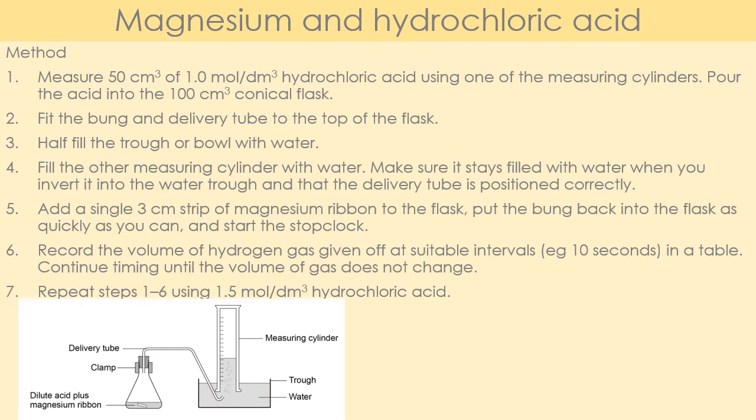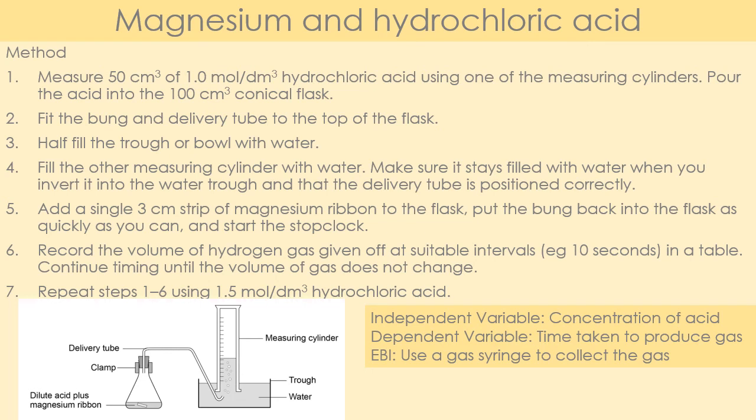Now they may also ask you about the variables within this practical. So we have our independent, dependent and control. Our independent variable is the one that we change. Our dependent variable is the one that we measure, and our control is what we keep the same. So on here, our control would be the volume of acid, or the size of the strips of magnesium. We'd also want to do it on the same day, at the same temperature, using the same equipment, timing for the same time, to keep everything a fair test and make sure it is reliable.